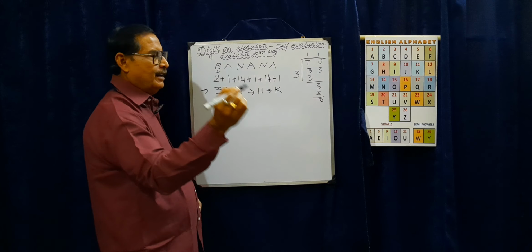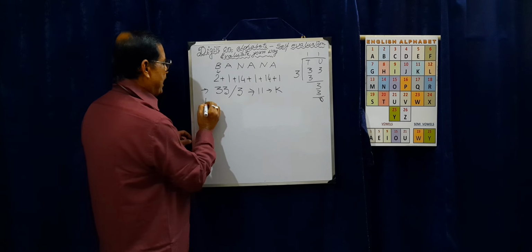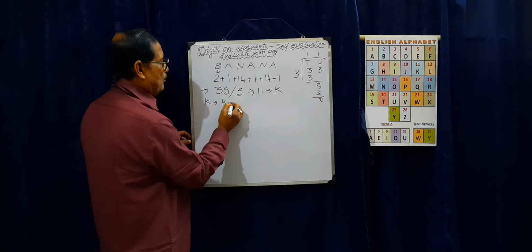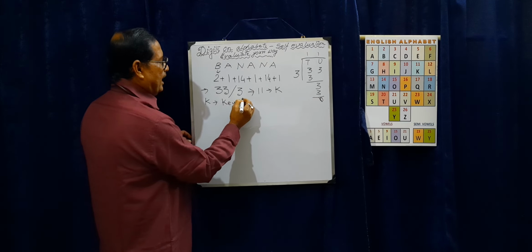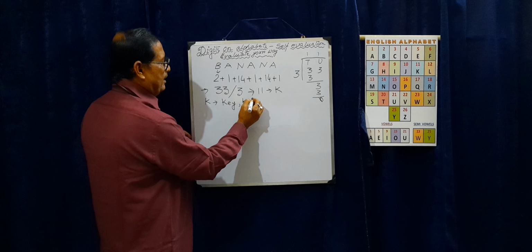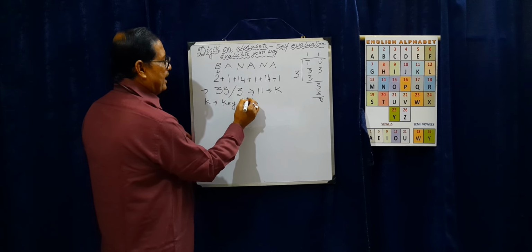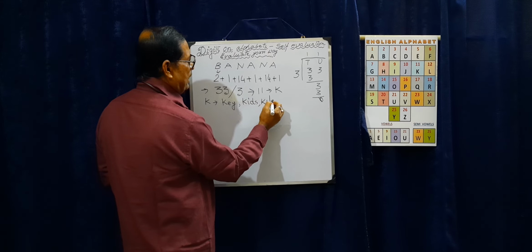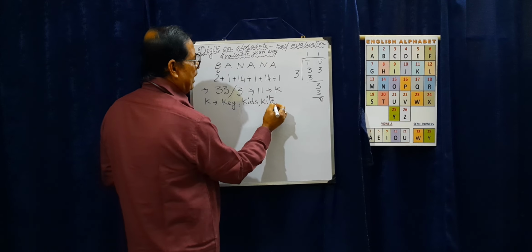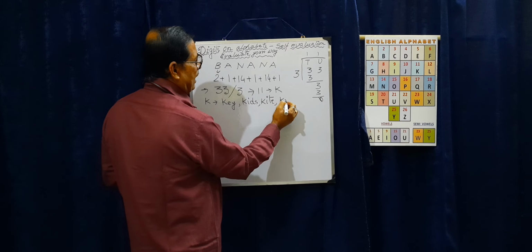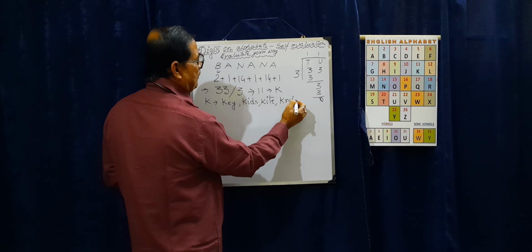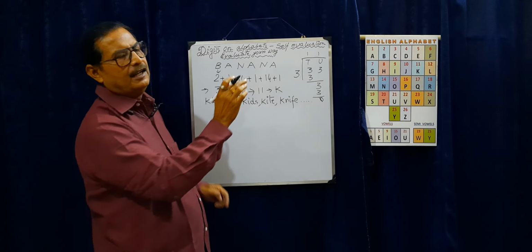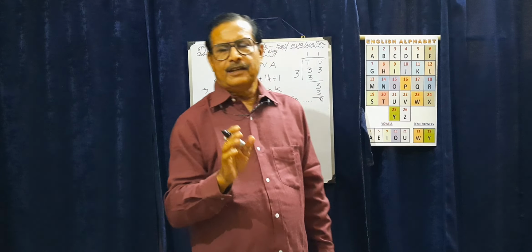So now we can write a number of words with the K. K for key, K-E-Y. Then K-I-D-S, kids. Then K-I-T-E, kite. Then K-N-I-F-E, knife, and so on. So this many words we can make with this.